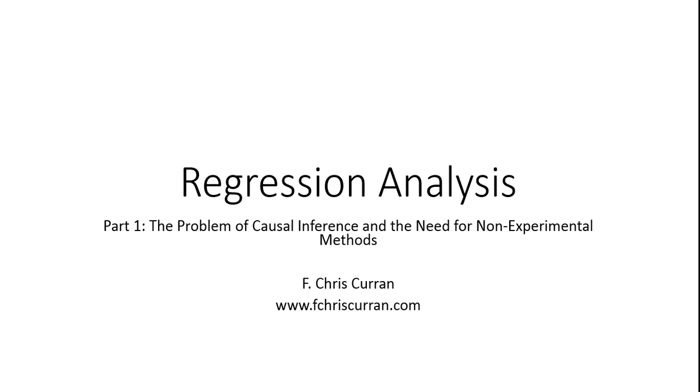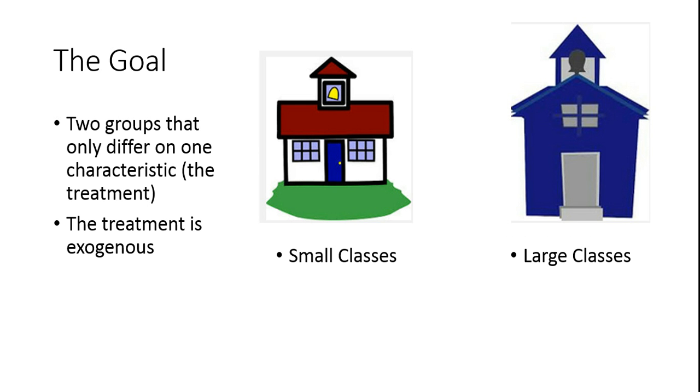In this lecture series, we're going to be talking about one of the basic tools for trying to assess the effects of policy in the absence of a randomized control trial. In the first part, we're going to revisit the problem of causal inference and motivate the need for non-experimental methods such as regression analysis. So to begin, let's imagine that we wanted to assess the effect of class size.